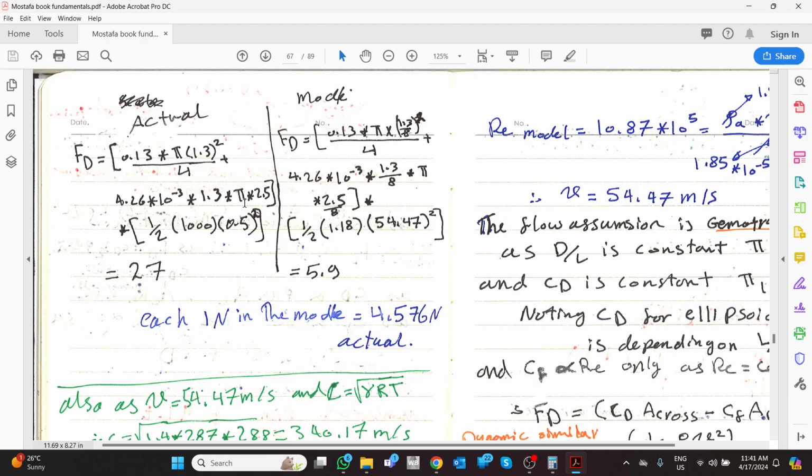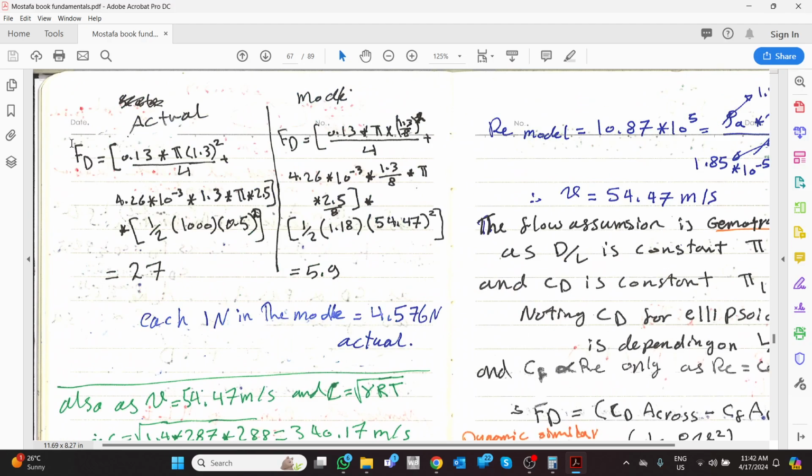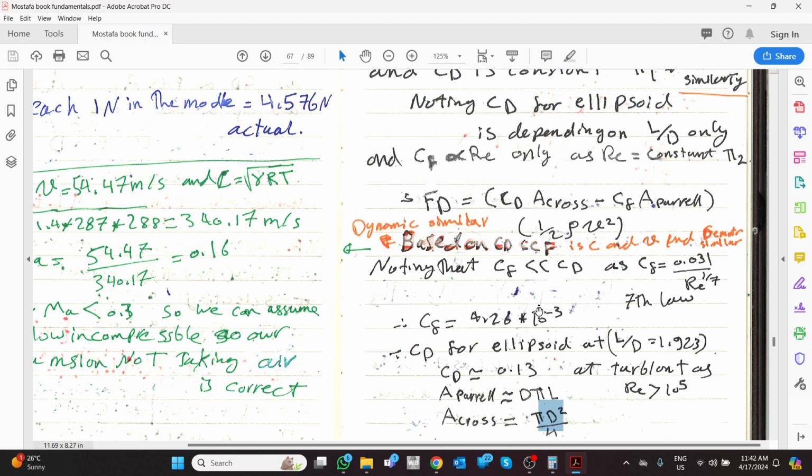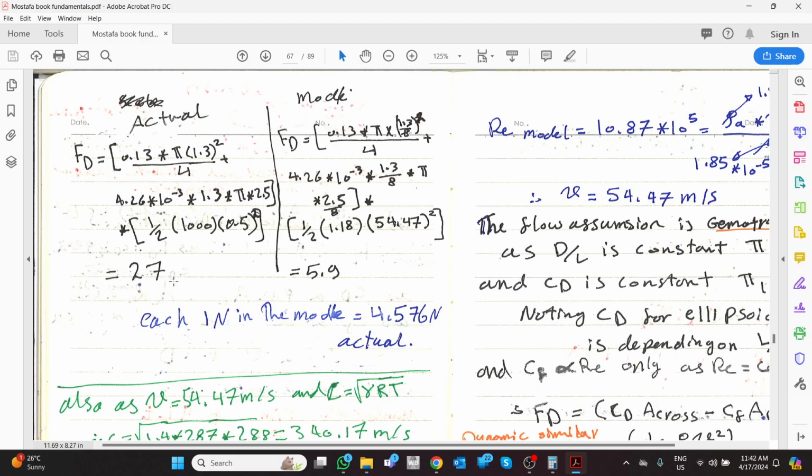So the actual force, just for your information, is equal to these numbers, as a calculation, and the model force as a calculation. If you plug in numbers here, you have the CF, you have the cross section. Now the density of air and velocity of air are different from the density of water and velocity of water. So you can get the actual force acting on the submarine is 27 Newton. The model force, which you are going to measure, the drag force acting on the model, will be 5.9.